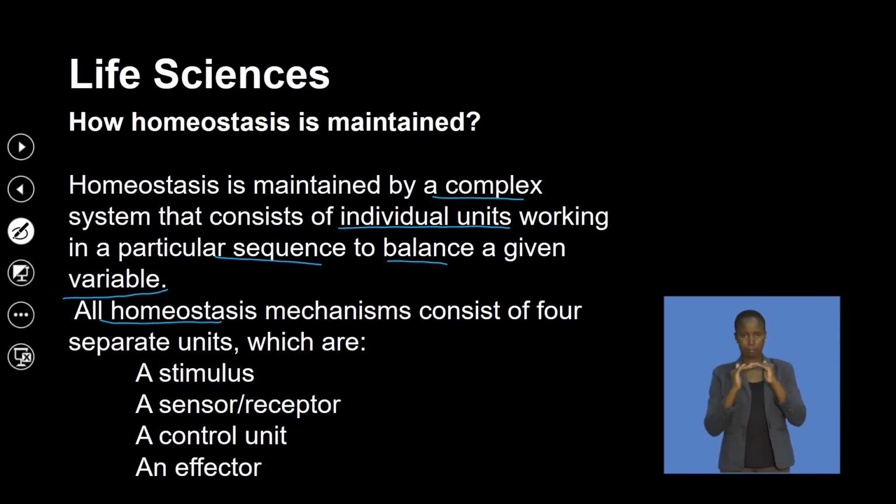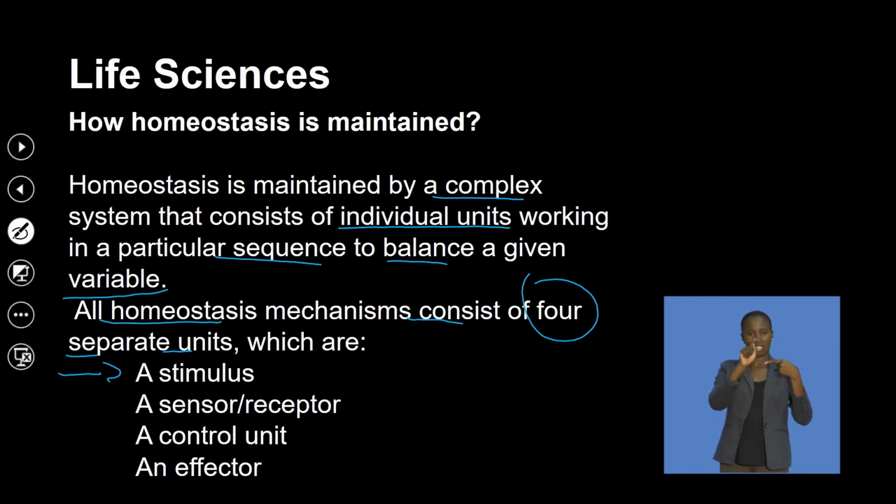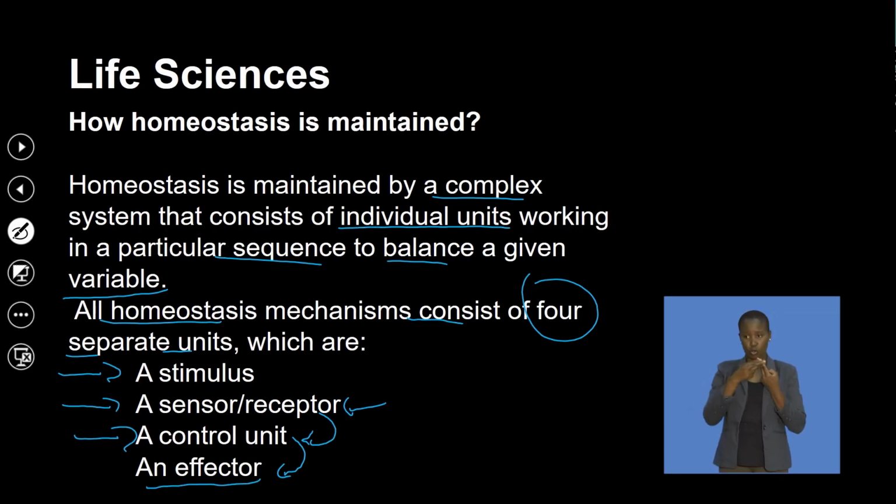All your homeostasis mechanisms consist of 4 separate units, which we will unpack now. A stimulus, which is what the body understands as a change. A sensor or a receptor that identifies the change. And then a control center which interprets that change. The control center then sends out a message to an effector organ to bring about a change in the opposite manner to restore the balance. So these are the 4 components of homeostasis.